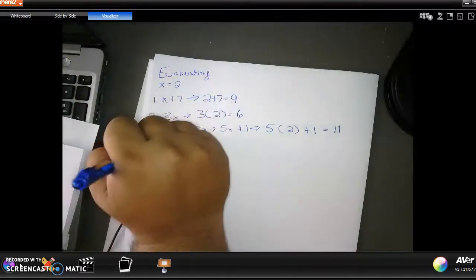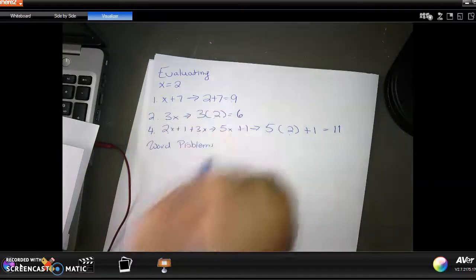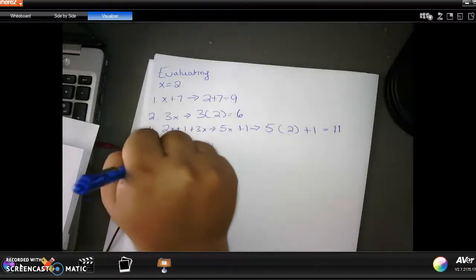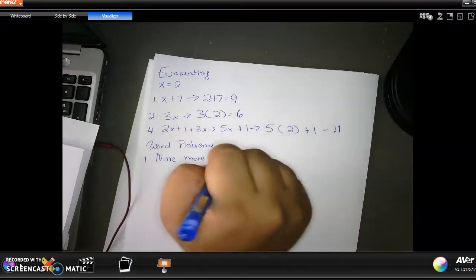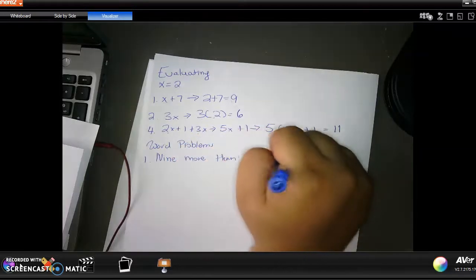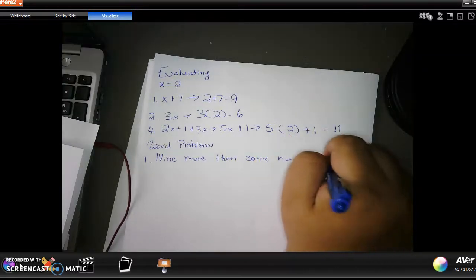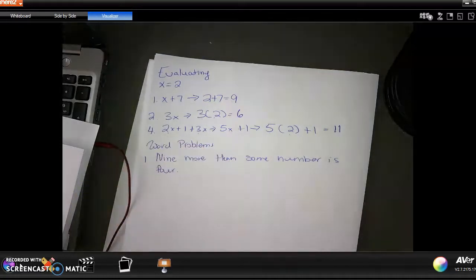So word problems are going to be our last part. So our word problems could look something like this. Let's say that I had a word problem that looks like: 9 more than some number is, let's say, 4. 9 more than some number is 4.